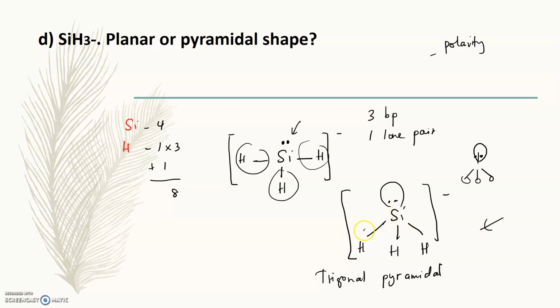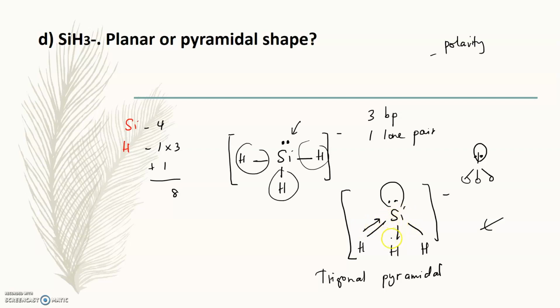This is a polar bond. Okay, so we look at them one by one. It doesn't mean that even though it has a polar bond, the molecule is polar or non-polar. It depends on the dipole moment, whether they can cancel each other or cannot cancel each other.